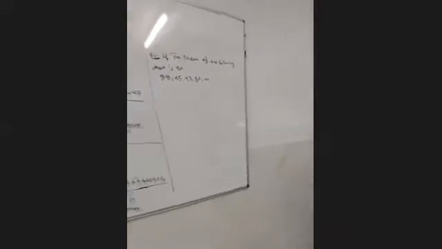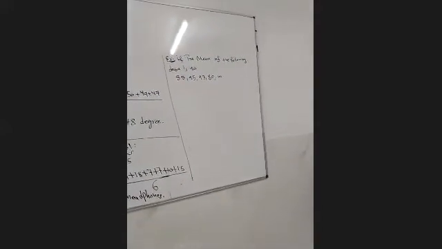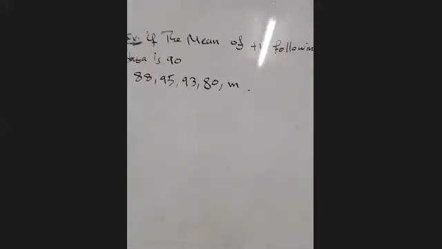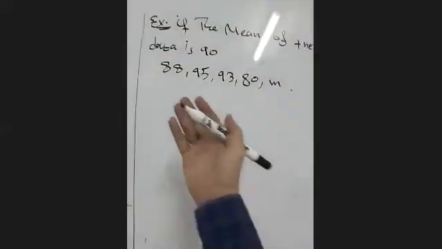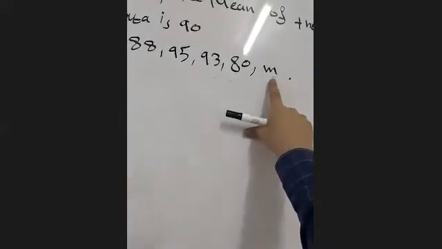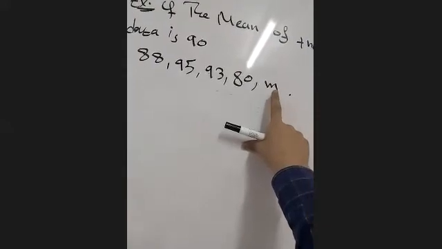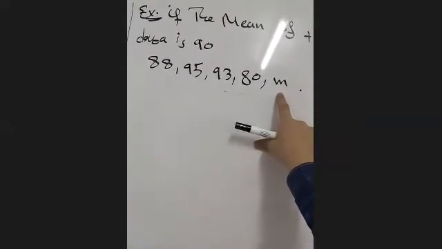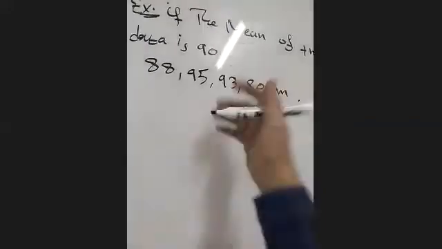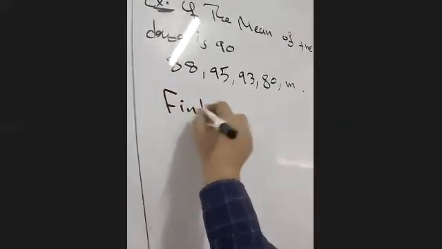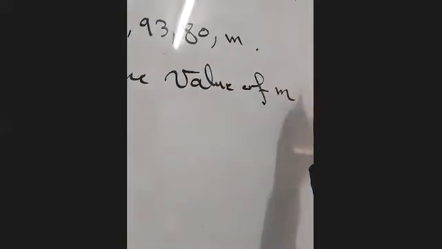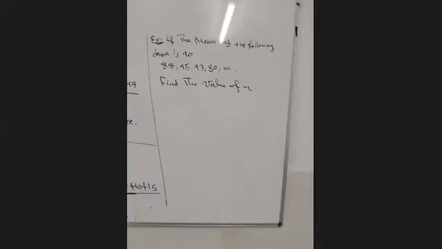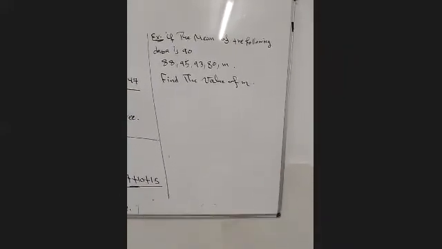Focus. Okay, so here in this example, the mean is given. They don't want the mean. And they gave you values with an unknown or missing value. I call it M, any variable. You know, variable means missing value, unknown number. The question is: find the value of M. Focus, please.